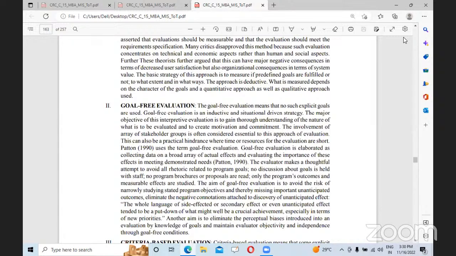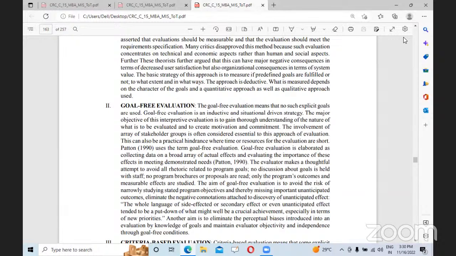Goal-free evaluation is an inductive and situational driven strategy. The major objective of this interpretive evaluation is to gain thorough understanding of the nature of what is to be evaluated and to create motivation and commitment. The involvement of an array of stakeholder groups is often considered essential to this approach of evaluation.